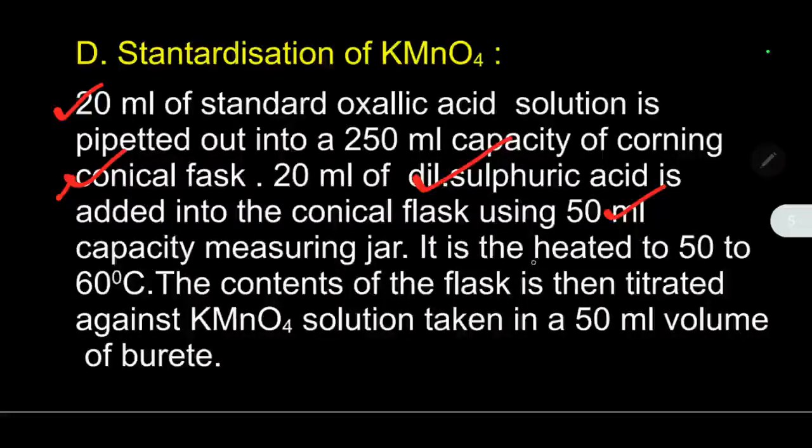The flask is then heated to 50 to 60 degrees, bearably warm, until bubbles come. The contents of the flask are then titrated against potassium permanganate solution taken in a 50 ml burette in the burette stand.